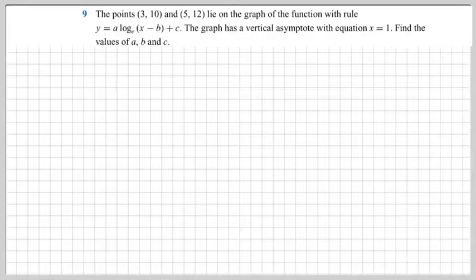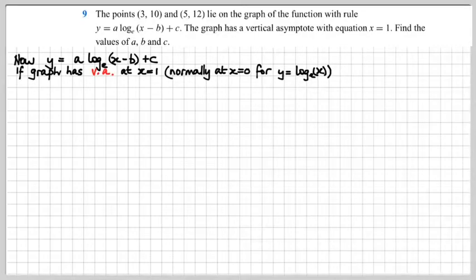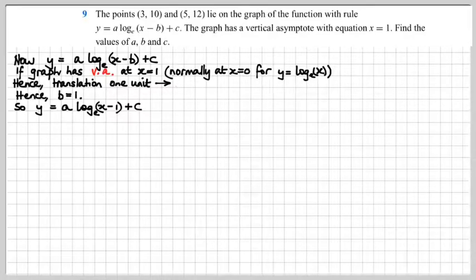What do you think? What did you do? Did you get stuck? Well, there's really no reason to get stuck once you get a little bit familiar with these. So we've got y equals a log base e of (x minus b) plus c. Now, if the graph has a vertical asymptote at x equals 1, which is normally for a log graph at x equals 0, that's telling us that there's been a translation 1 unit to the right, or in the positive x direction, right? So therefore, if you look in here, you know that this has been moved over to the right by 1, so b has to equal 1. Well, that was easy, wasn't it? I told you that third bit of information was a vital clue.